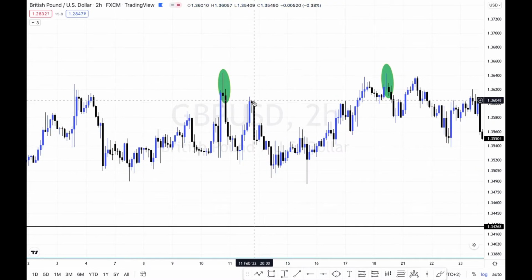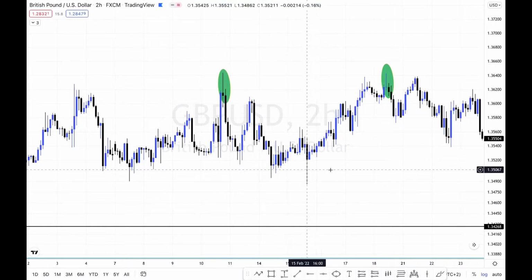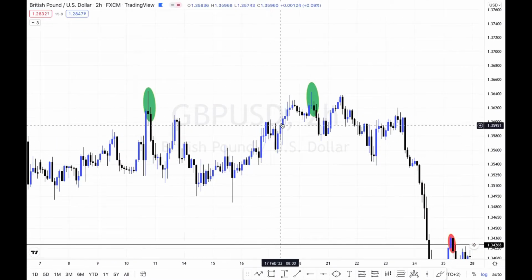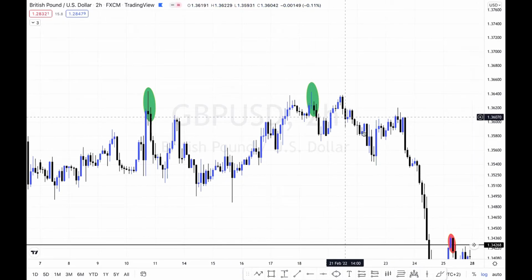So as you can see, after this gravestone doji was created, markets started moving down. Markets came up a bit again and then created another gravestone doji, which dropped the markets.